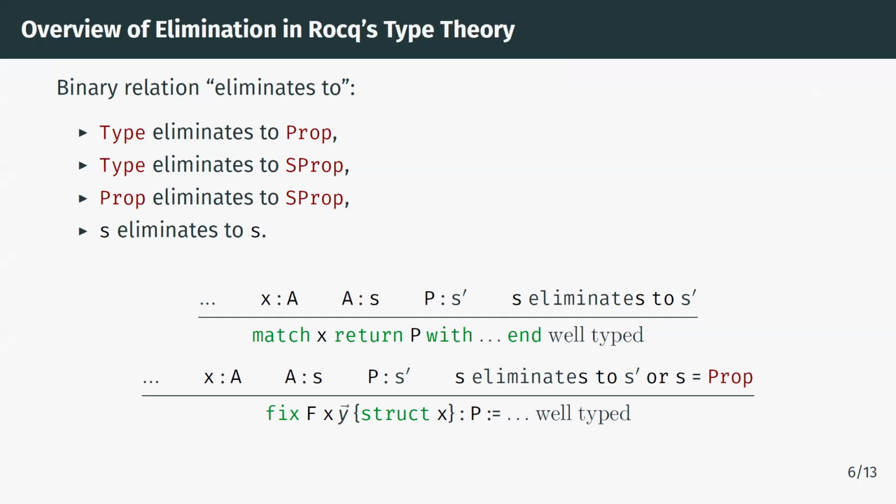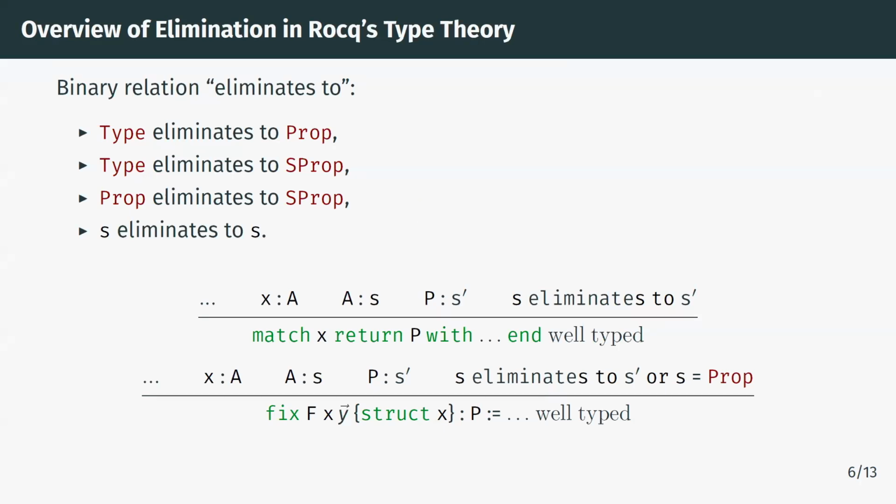So the match rule and the fix rule, which basically say that if we match an X of sort S and we will return something of sort S prime, and S eliminates to S prime, then we can say that this match is well typed, provided that the things that I've hidden are also well typed. And this is kind of the same thing for the fixed point rule.